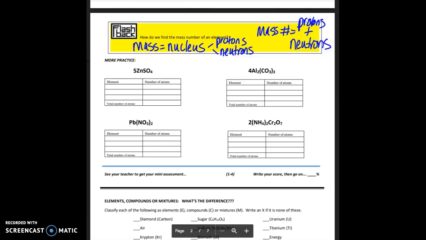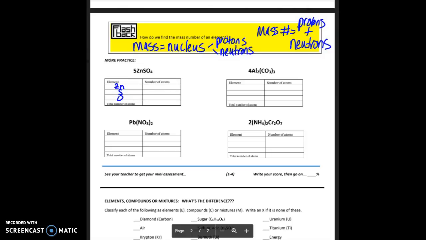And now, here we go, some more practice with counting our elements. Whenever we have one of these problems, the first thing you're going to want to do is list your elements. The first one is Zn. How do I know the N goes with the Z? It's because it's a lowercase letter. Then we have capital S and we have capital O, so we have 3 elements in this compound.